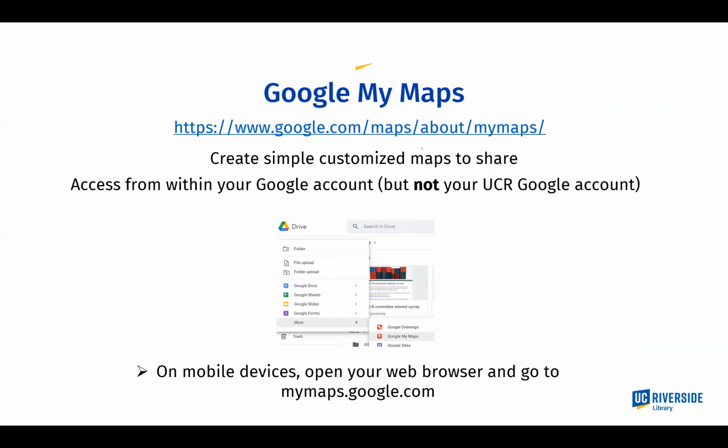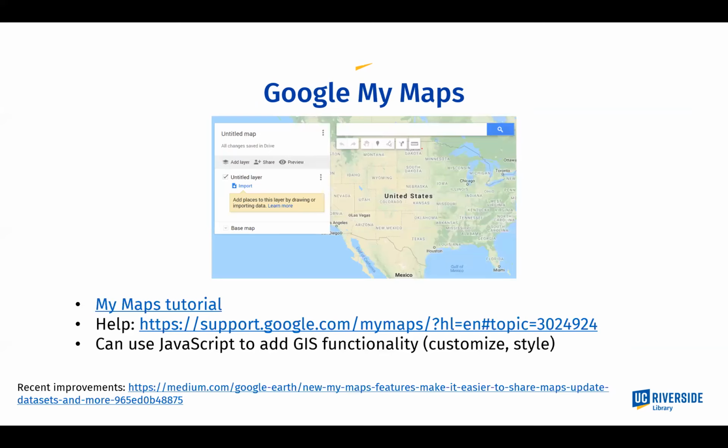And then I showed also at the bottom on your mobile device, you would open a browser and go to mymaps.google.com. But this is the interface for Google My Maps. As you can see, it's very streamlined, I would say. You can add points, lines, and polygons. Again, we're not doing much in the way of analysis here at all.